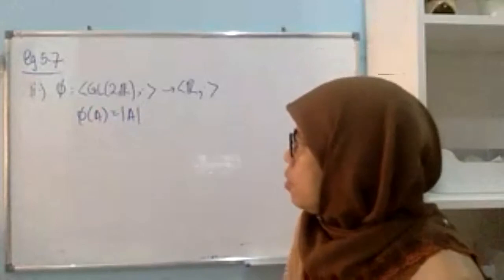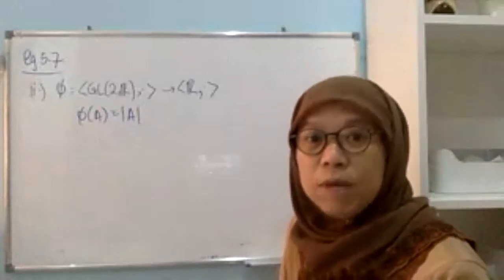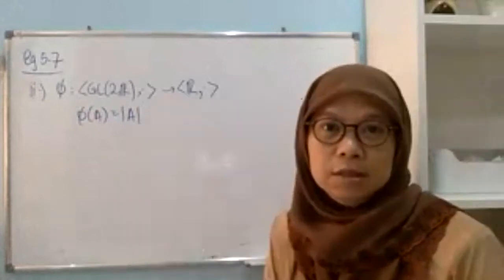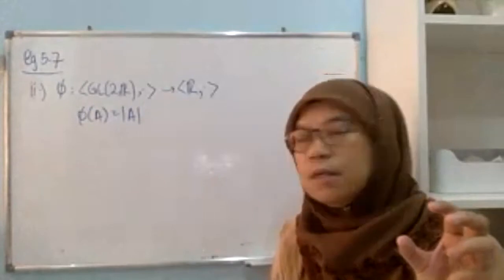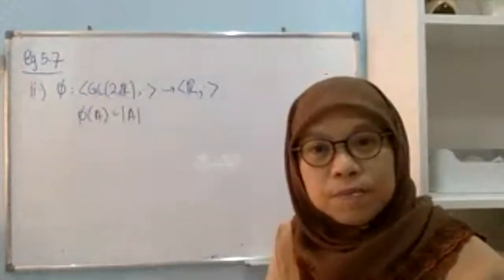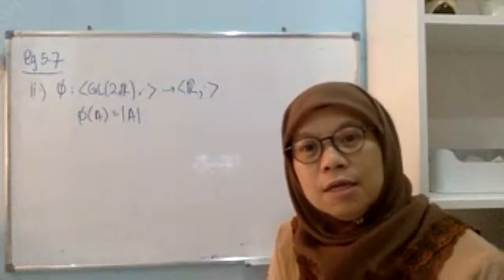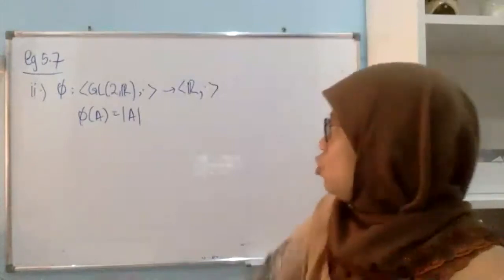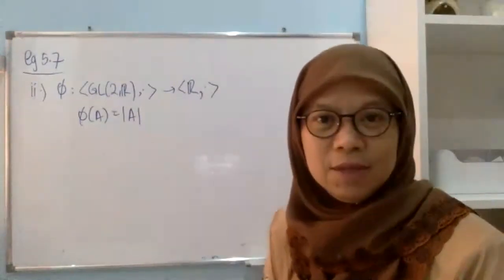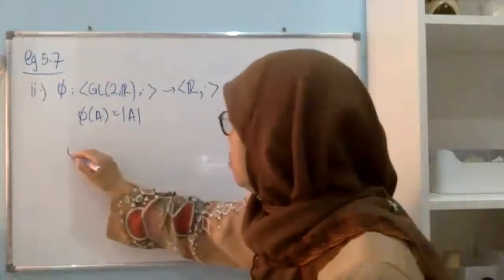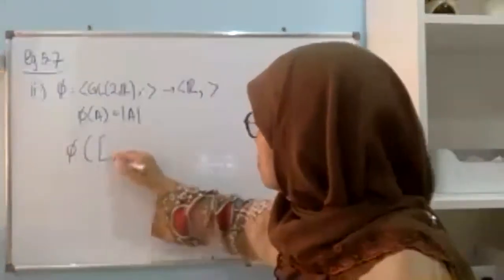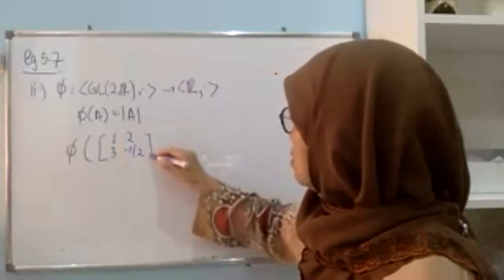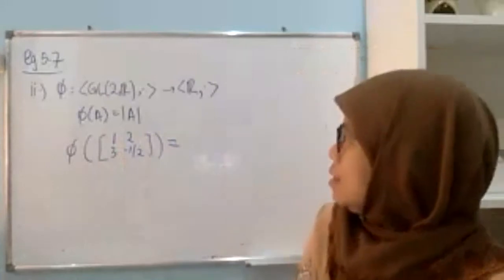Phi is from the general linear group, 2 by 2 matrices, entries of real numbers, to real numbers. So you are mapping a matrix with determinant not 0. Okay, that's the definition. 2 by 2 matrix, entries real, determinant not 0, to real number. Okay, let me give an example. What is this equal to?